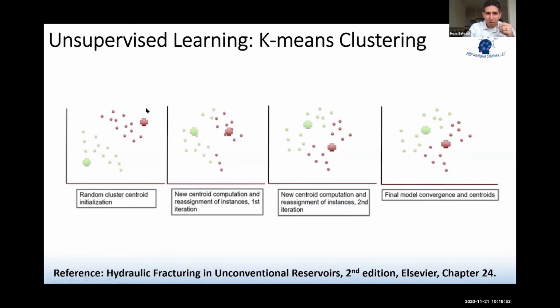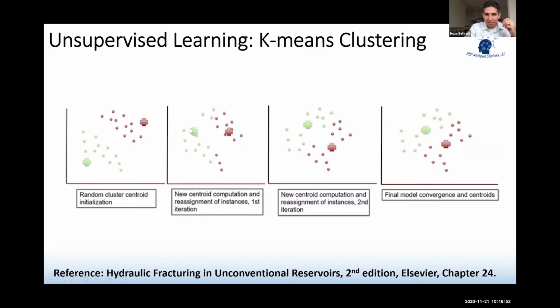So now that you have assigned these instances to this centroid and these instances to this centroid, the next step is to take an average of the distance between the instances in each cluster. So what is the average distance between all of these instances in the green cluster, and what is the average distance between all of these instances in the red cluster? And then what you do is you move that cluster centroid to the average of these instances, and then you move this green cluster centroid to the average of these instances. And when you do it, you get this kind of figure. Okay, so new centroid computation and reassignment of instances.